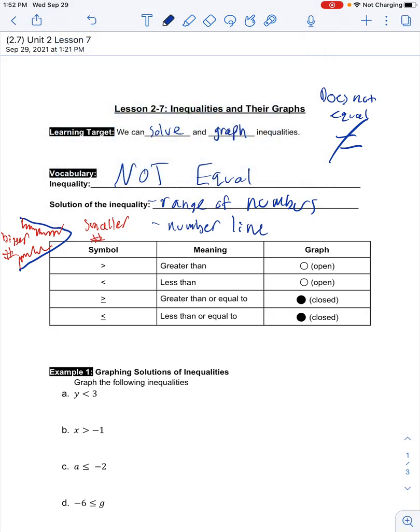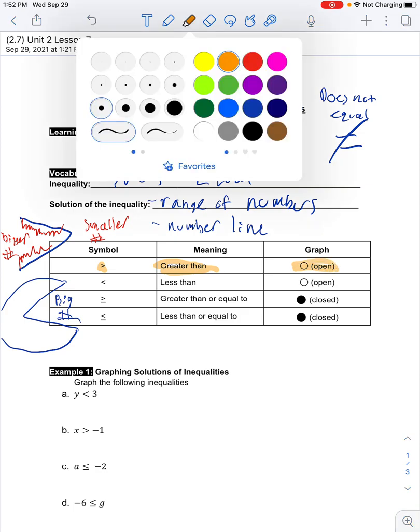Now let's say it opens the other way. One way you can look at it is through teeth with an alligator. The other way you can think about it is that it's a Pac-Man. And again, it's going to eat the big number. Om nom nom. And then the smaller number is going to be on the outside. So this is the greater than symbol. And when we graph it, we use an open circle.